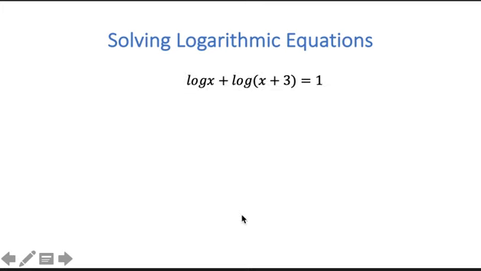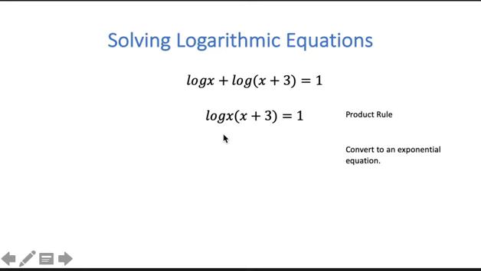Okay, another example. Solving this equation, the log of x plus the log of x plus 3 is equal to 1. The first thing we're going to do is the product rule to combine the logarithms on the left. Then what we're going to do is convert this to an exponential equation. Now the base is not shown, but we know this is a common logarithm, so the base is 10. So it's 10 to the first power is equal to x times x plus 3. Now I'm just going to go through simplifying that. I distributed x and subtracted 10.